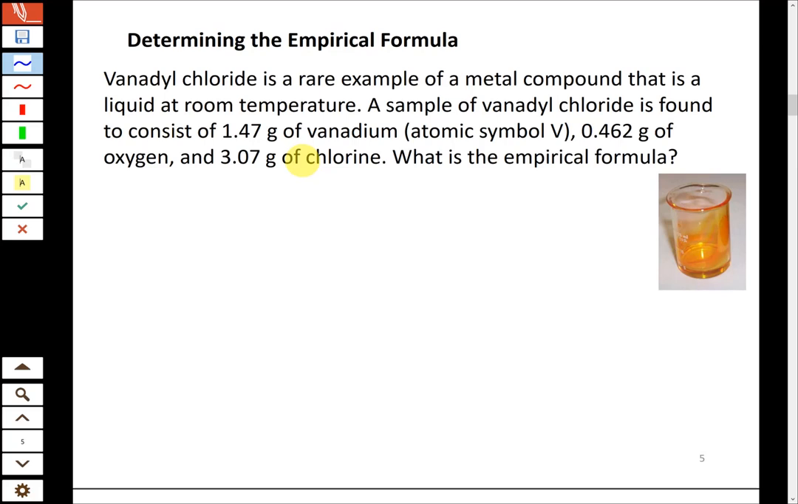So the steps in these problems for determining empirical formula are always going to be very similar to one another. We're just going to convert the masses into moles.